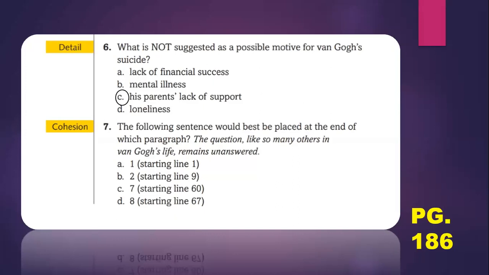Especially with God. Number 7, the following sentence will best be placed at the end of which paragraph? The question, like so many others in Van Gogh's life, remains unanswered. A little bit confusing. What do you guys think? Definitely not paragraph number 1. Paragraph number 2 and 8 and 7, we are close. But the correct one is letter D. Yes, paragraph 8. We can place that sentence to give the introduction of what is going to be written in that case. Okay, we're done here.